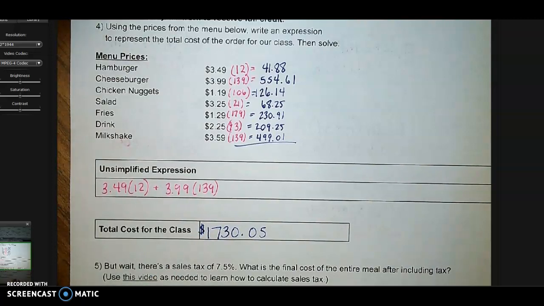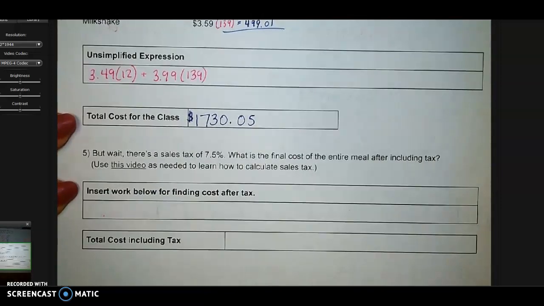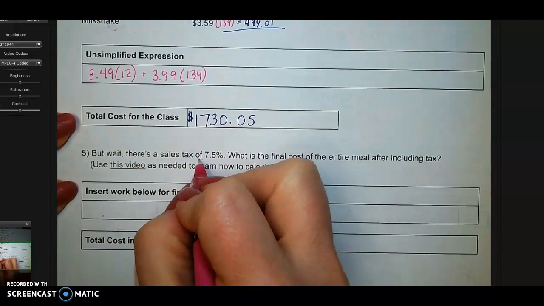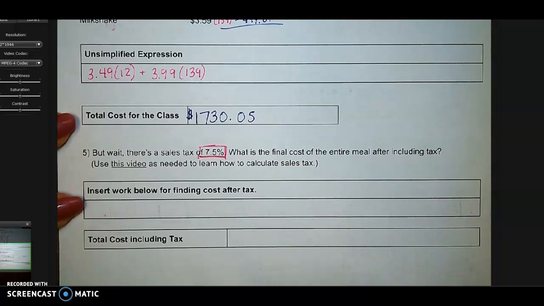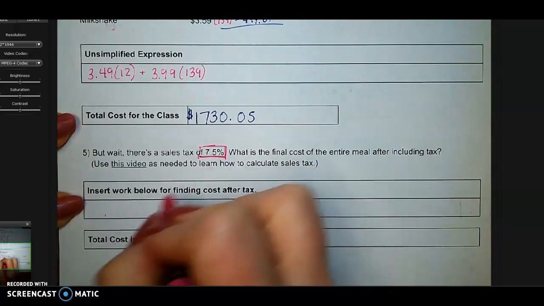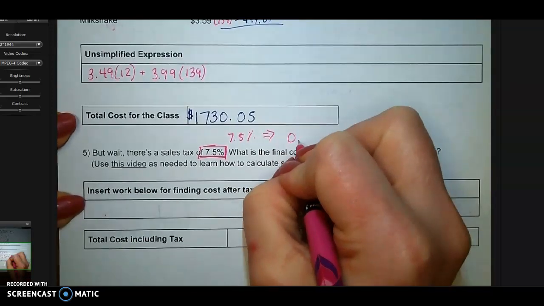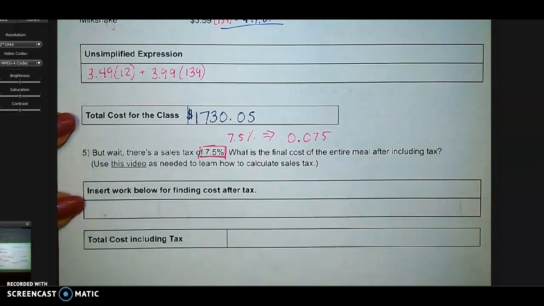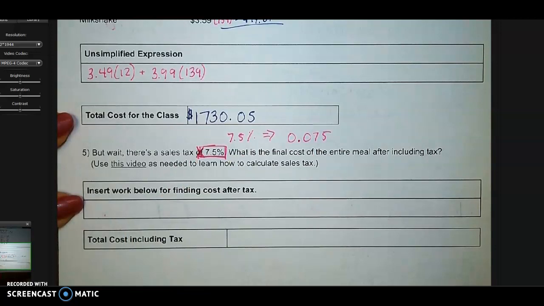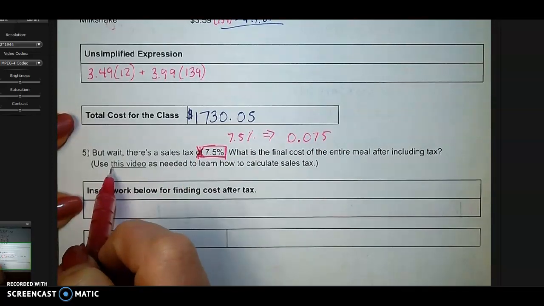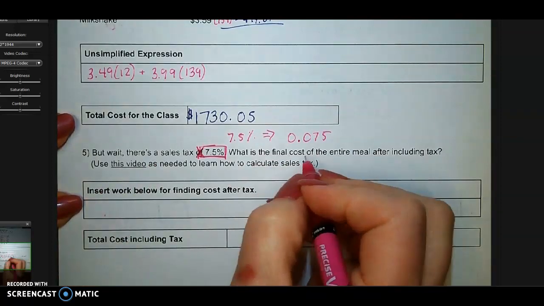The last part then was, well, you have to pay tax. Those are one of those certainties in life. So when I paid tax, I was paying 7.5% tax. So if you remember what you learned last year, in order to do this problem, I need to change my 7.5% into a decimal. And my decimal looks like that. And then anytime I see this word of, I always have my kids cross it out. It means to multiply. And also you might have noticed that there was a video linked if you went through on Schoology on how to calculate sales tax. That would have helped you as well to remember to do that.